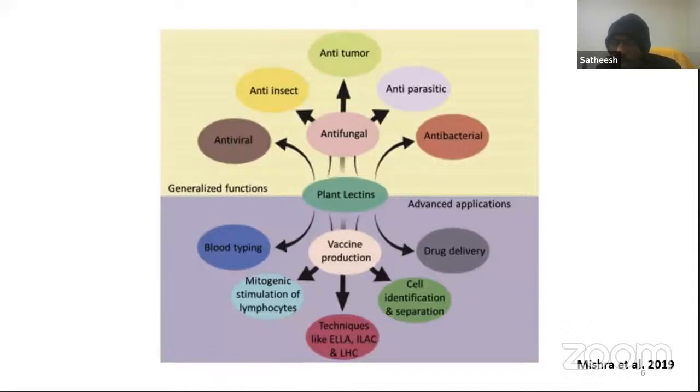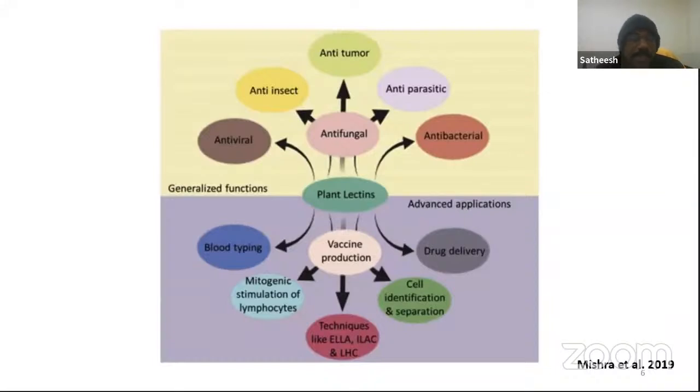If you look into the functions of plant lectins, there are generalized functions and advanced applications. There are antiviral properties, as there are many lectins which have been identified with antiviral property. The viral coat is made of glycoproteins. What the lectins will do is bind to the glycoproteins and prevent the formation of the viral coat. As a result, the virus will not be able to get into the viral coat, and inhibition of its growth and multiplication will happen.